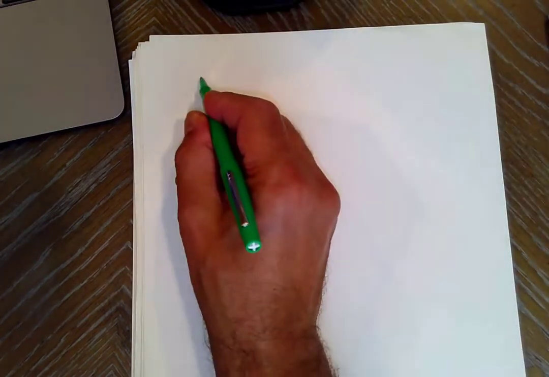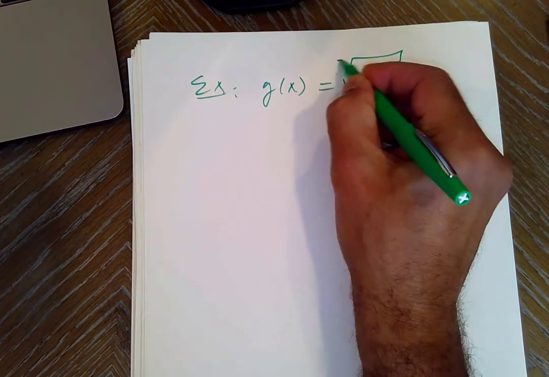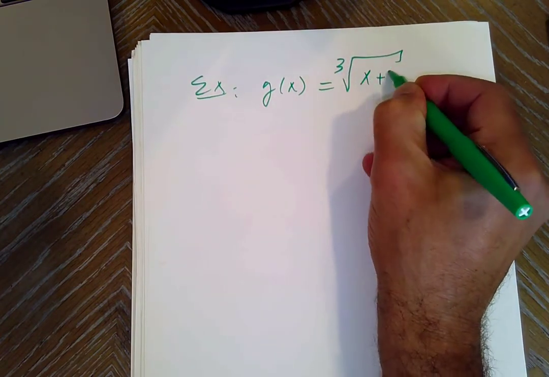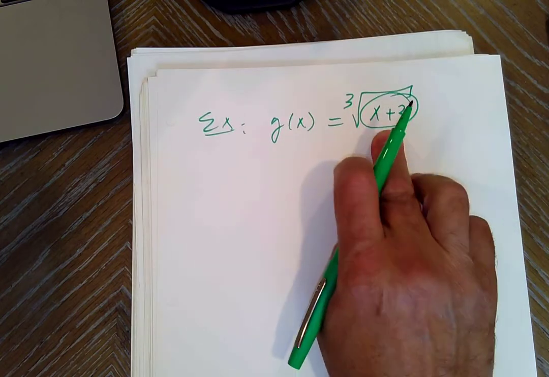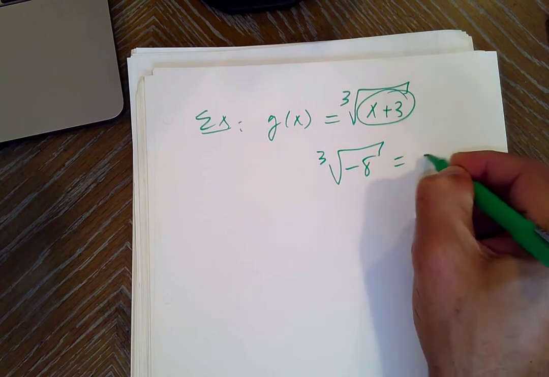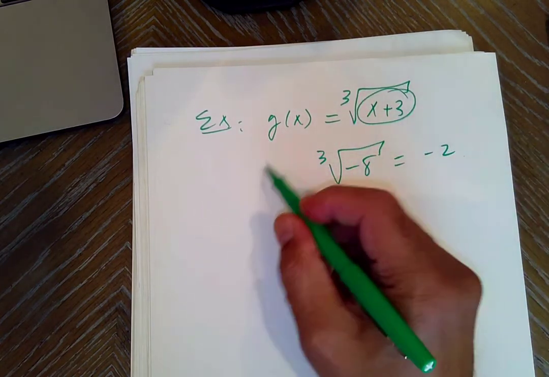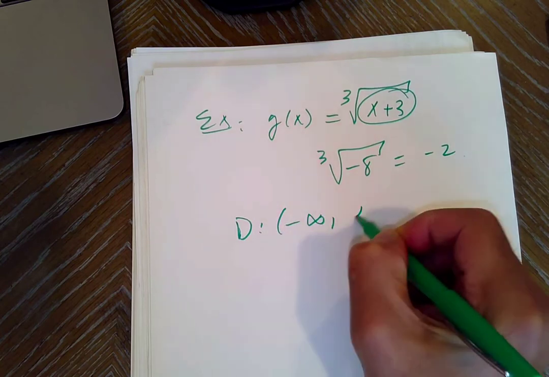And if you have g of x, which is a cube root instead of a square root, cube root of x plus 3, it does not have to be positive, because if you take the cube root of a negative number, you get a negative number. Like the cube root of negative 8 is negative 2. So when it's a cube root, it's always all real numbers. Okay?